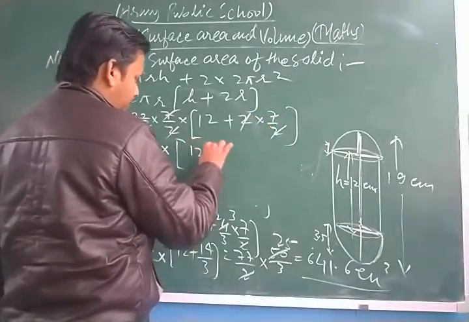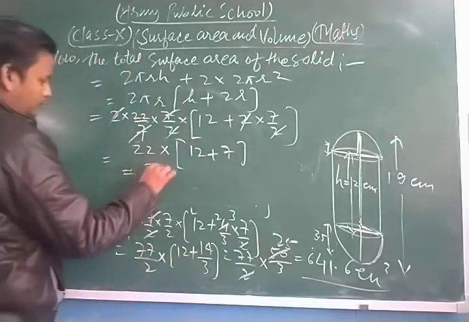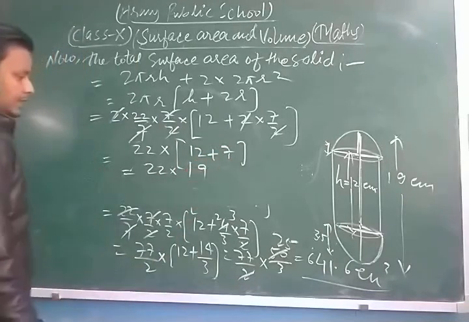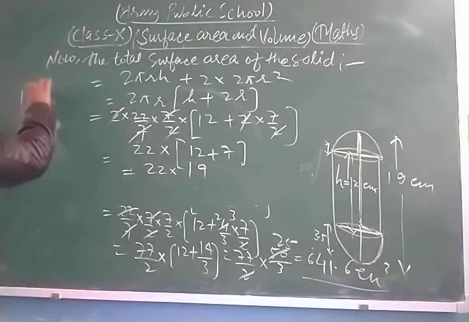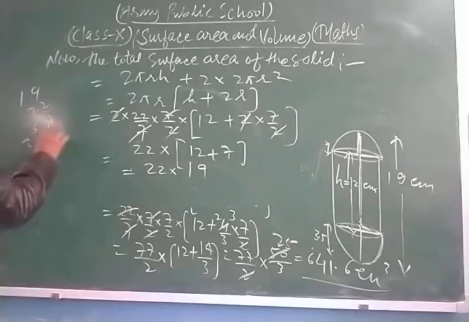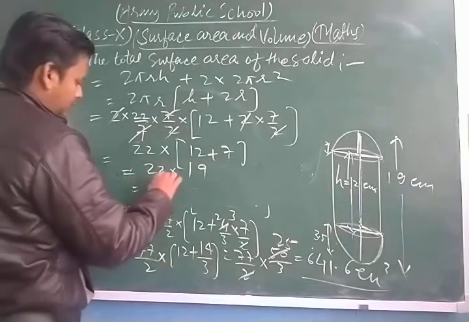This is 12 plus 7. So 22 into 19, this is 19 there, no? So 19 multiplied by 22. After multiplying these two numbers, we get what?